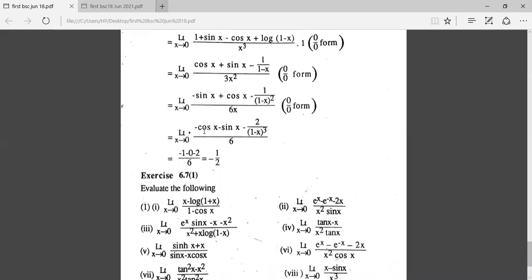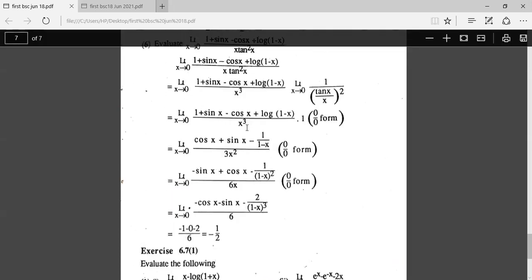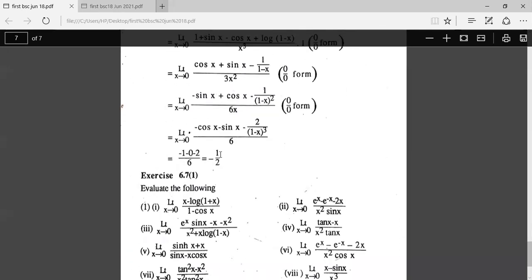If you put x equals 0, cos 0 is what? 1. Because of minus cos x, you will get minus 1. Sin 0 is 0. And if you put x equals 0 here, you will get minus 2. So it is minus 2 divided by 6. If you simplify this, you will get minus 1 by 3. Therefore, it is minus one third. So these are all the problems on 0 by 0 indeterminate form. So here the answer for this problem is minus one third.